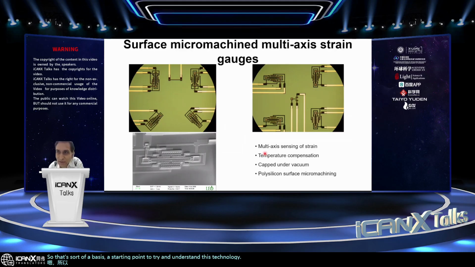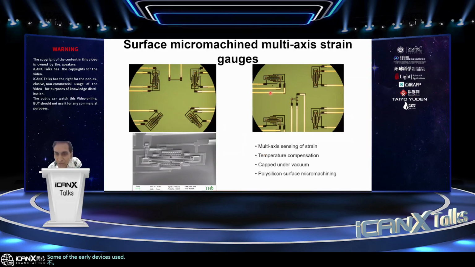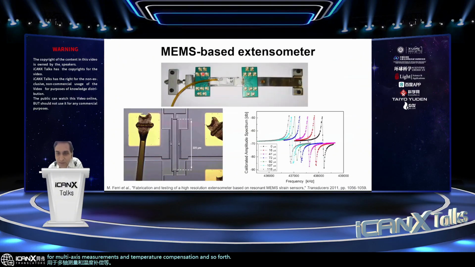And again, the roots are over a century old if you go back to connecting up to a vibrating wire type gauge. Now, some of the early devices were these surface micromachined polysilicon structures. With MEMS, you can array up these devices for multi-axis measurements, temperature compensation and so forth. And this was work done in collaboration with the group at CNR in Italy, where this is now built into a platform to look at a MEMS-based extensometer. So as you pull on the two sides axially, you modulate the strain in the MEMS.